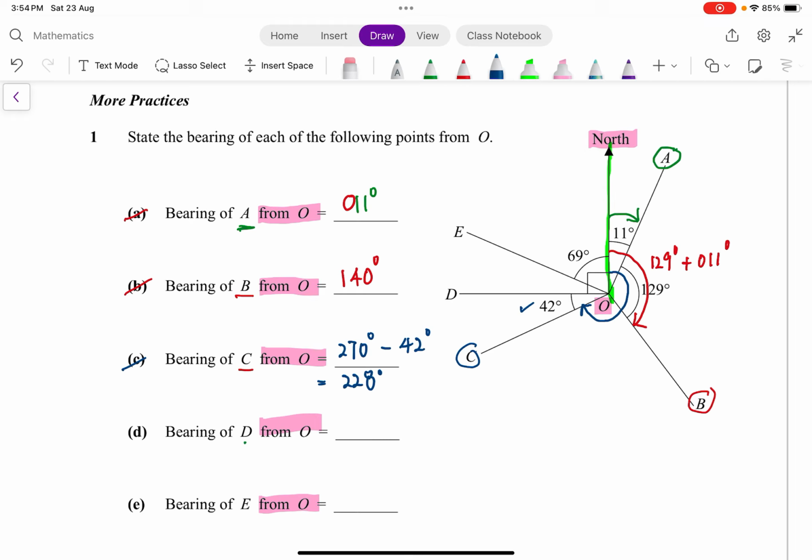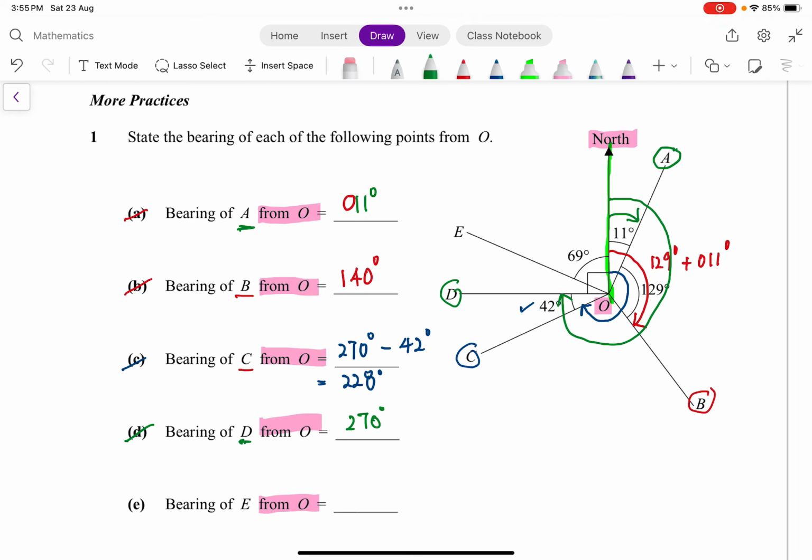So let's take a look at part D. Part D requires us to find the bearing of D from O. So again, where is point D? Point D is over here. So I need to take reference from the angle, from the north line all the way down until the line joining O and D. So in this case, this angle takes us through 3/4 of a cycle. So therefore, this is simply 270 degrees. So this is easy.